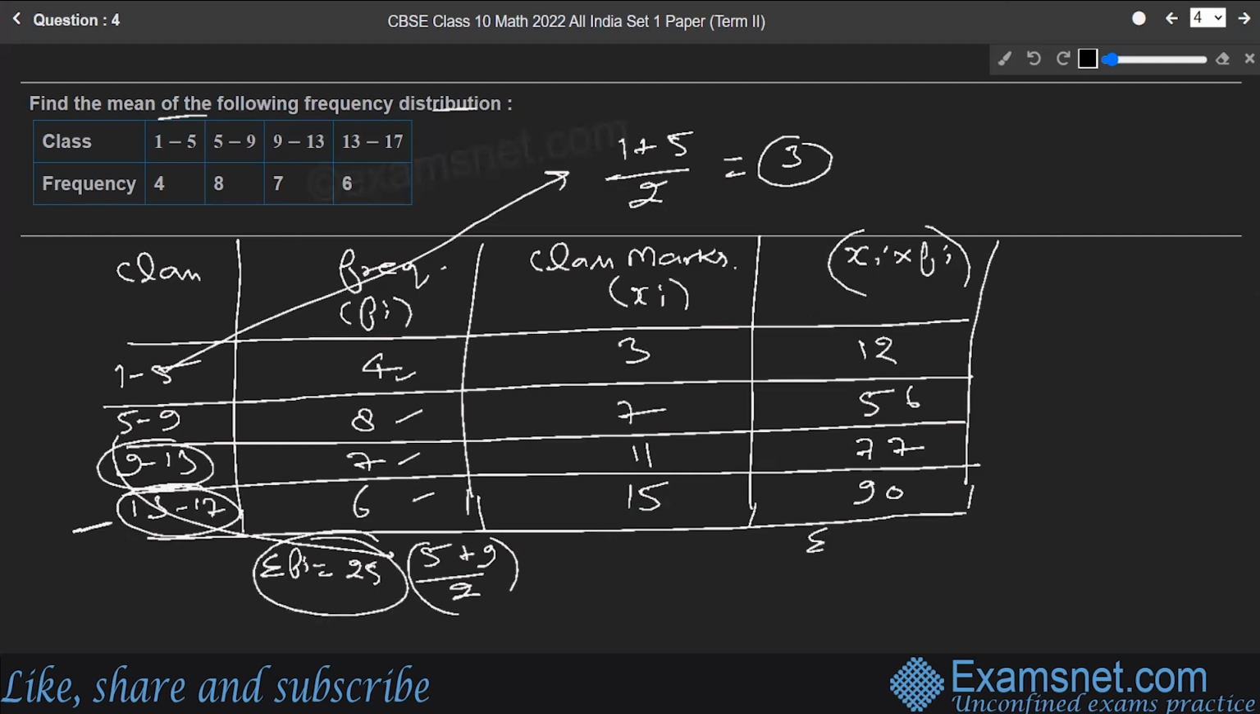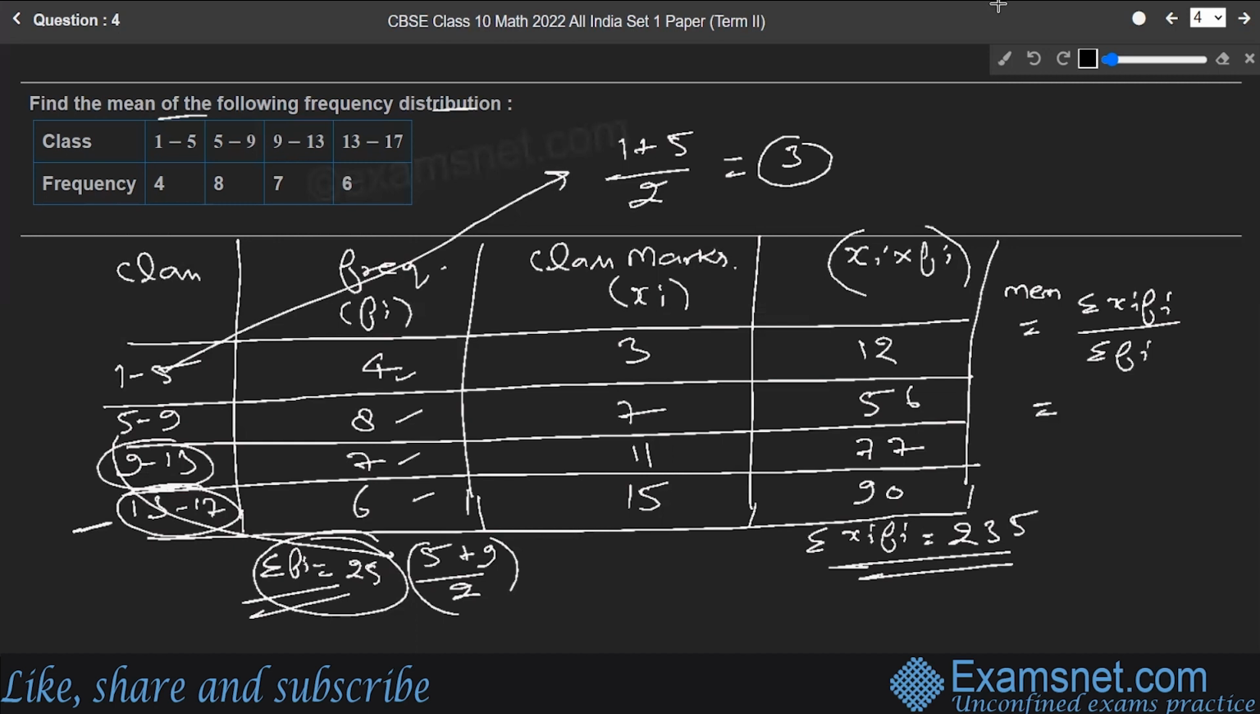What is summation xifi? If you see summation xifi, then we need to add these four values, 12 plus 56 plus 77 plus 90, and the sum is 235. So this is summation xifi, this is summation fi, and the mean can be calculated. The formula for mean is summation xifi divided by summation fi.